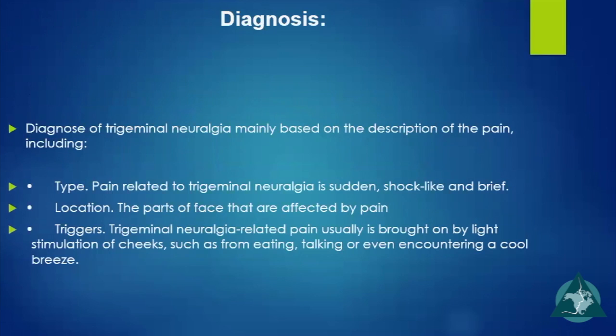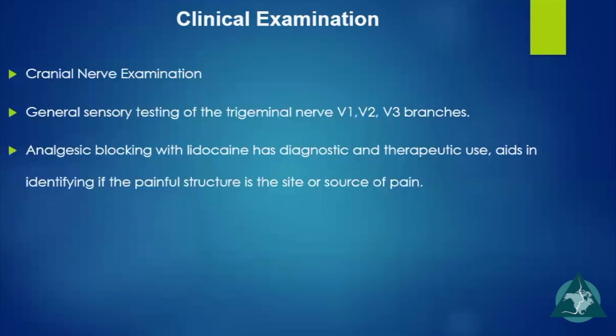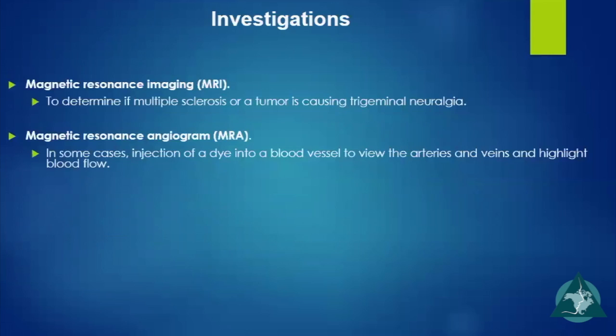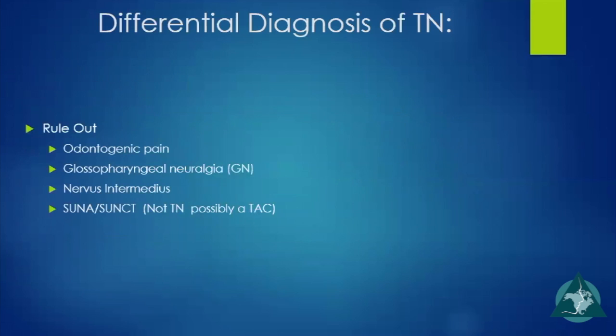The diagnosis depends mainly on the description of the pain, which includes type, location, and triggers. Clinical examination includes cranial nerve examination, general sensory testing of the trigeminal nerve V1, V2, and V3 branches, and analgesic blocking with lidocaine. Investigation includes MRI and MRA. Differential diagnosis of trigeminal neuralgia is to rule out odontogenic pain, glossopharyngeal neuralgia, nervus intermedius, and SUNA or SUNCT.